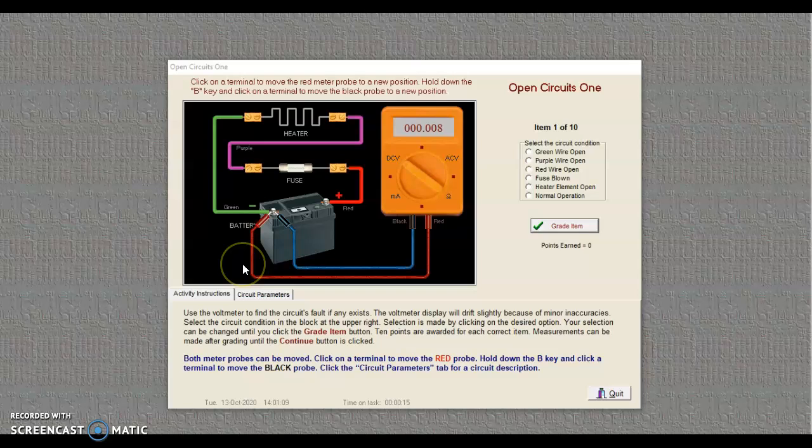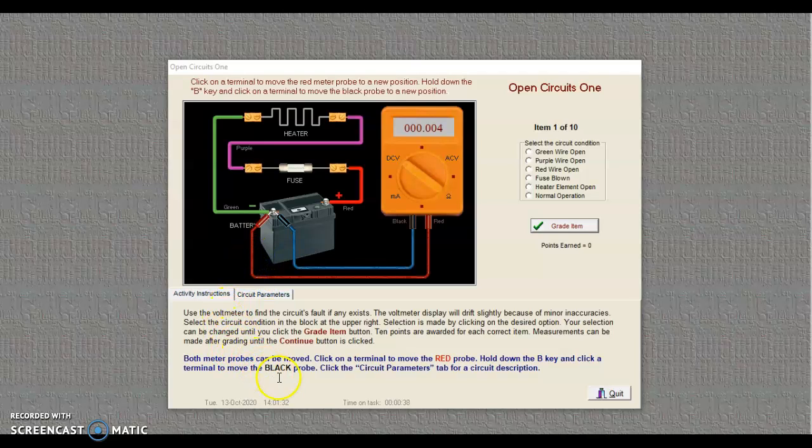What you have here is a very practical circuit. We have a car battery, typically about a 12-volt source, and it is connecting a heater element. Think of your automobile car heater as an electronic heater, and it has a fuse in line with this. And so looking at this simple series circuit, we have to find the open section.